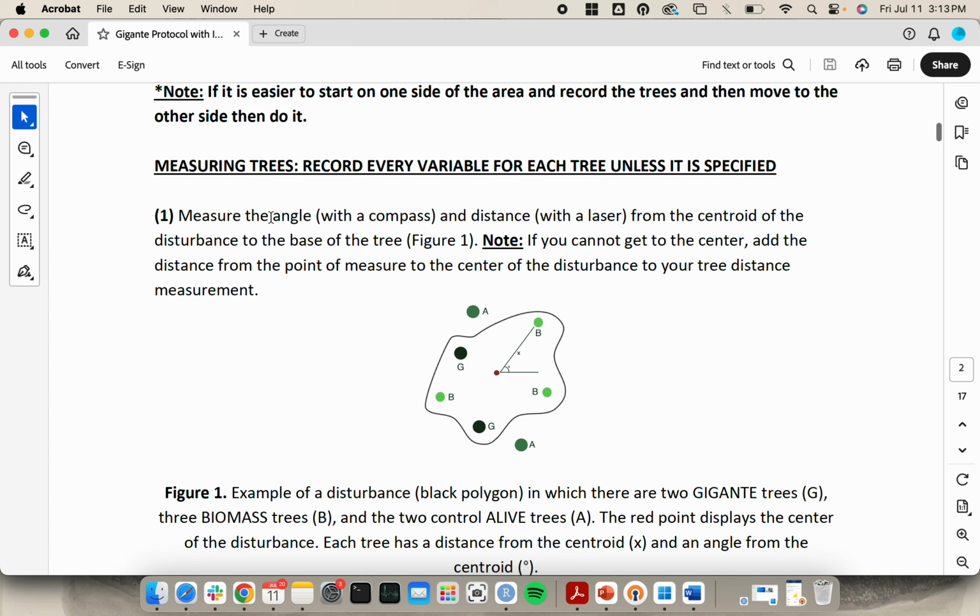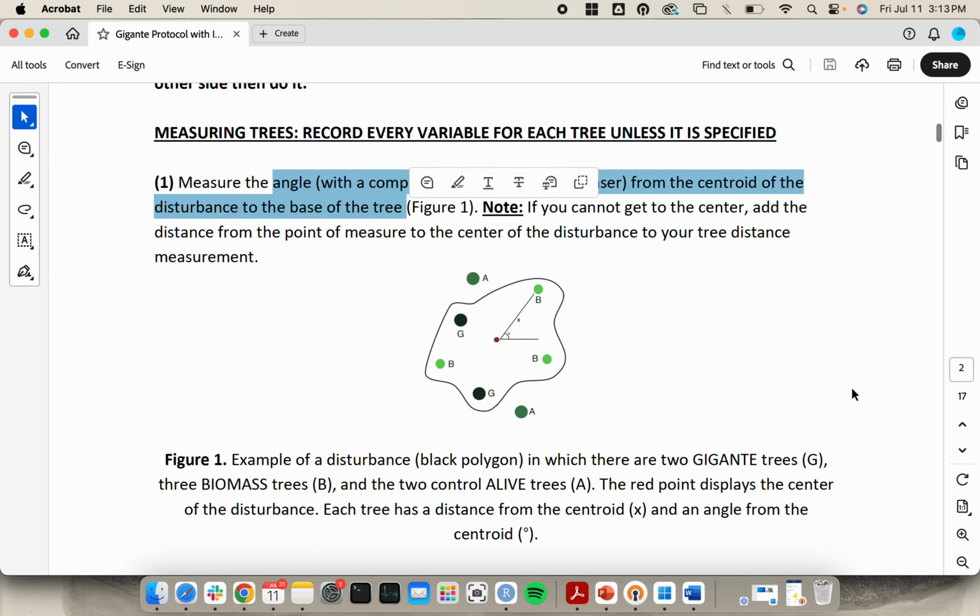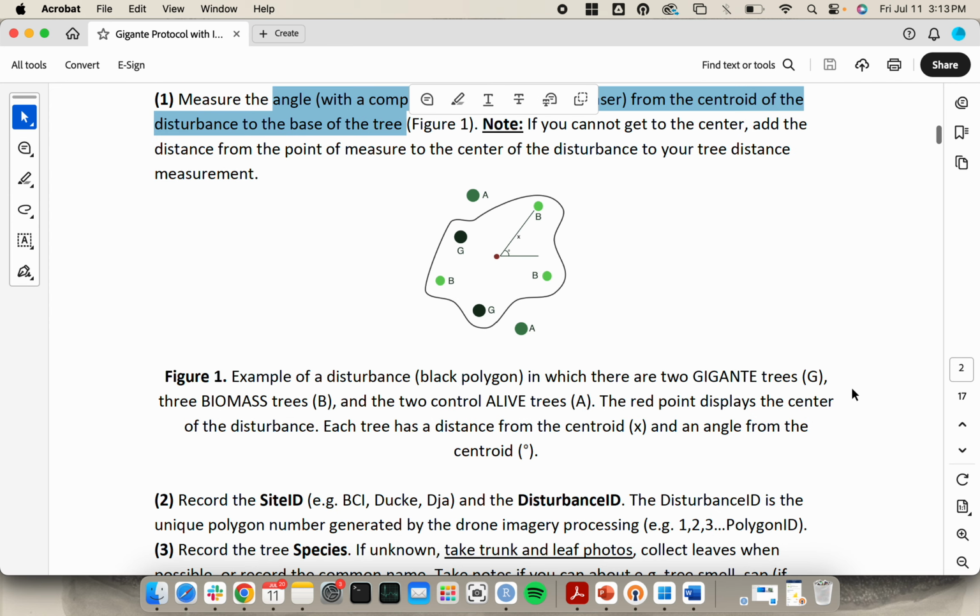Remember, you have to measure the angle and distance from the center of the gap. As we discussed before, one of you stays in the center and the other one walks around with the iPad, and you're always communicating. One is typing in the iPad, the other one is measuring, or the other way, however it's easier for you. But make sure you're always communicating and yelling to each other the names and numbers, etc.